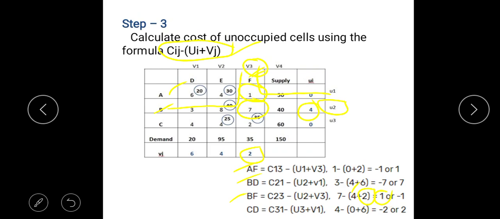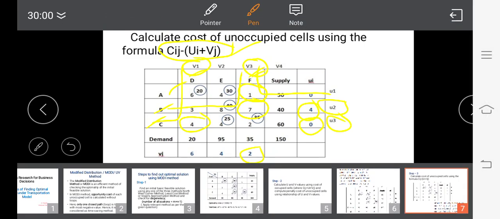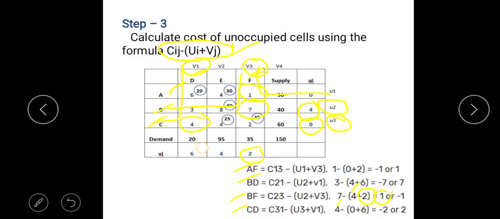And next, which is the next unoccupied cell? This one, CD. So C31, column 3, row 1, minus U3 plus V1. So the C31 value is 4, U3 value is 0 and V1 value is 6. So 4 minus 0 plus 6, it is minus 2.